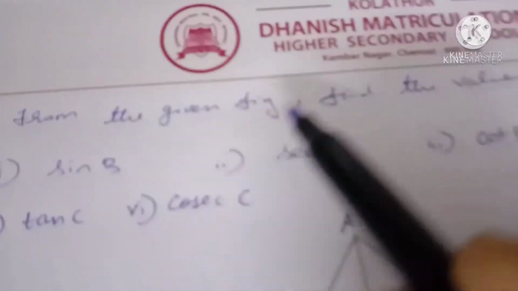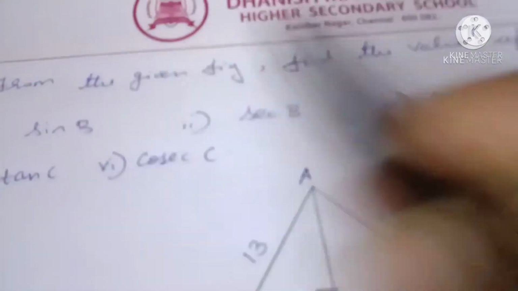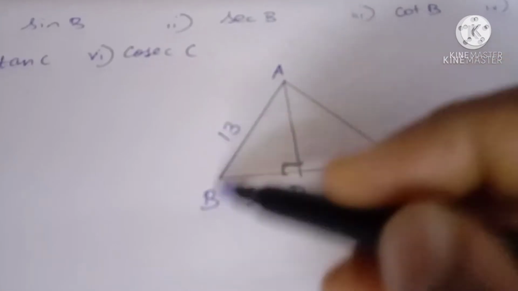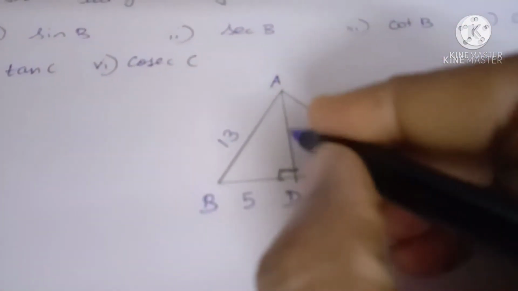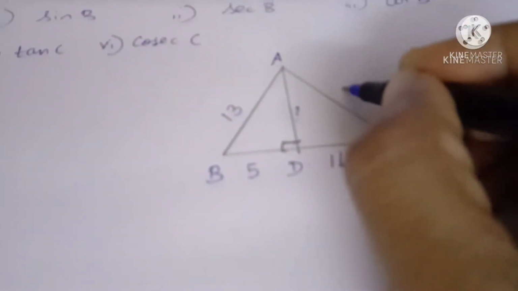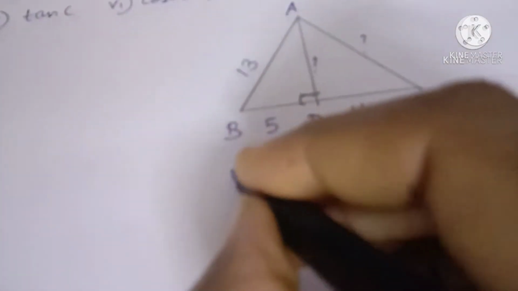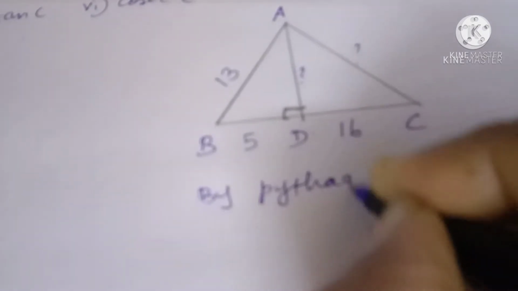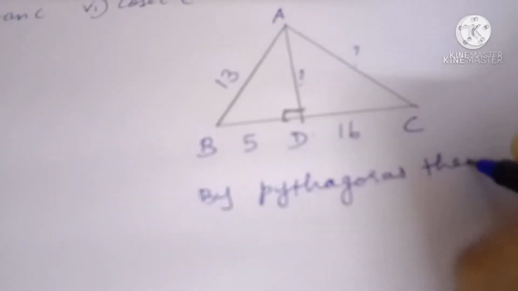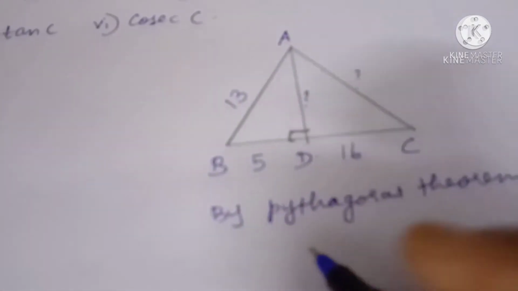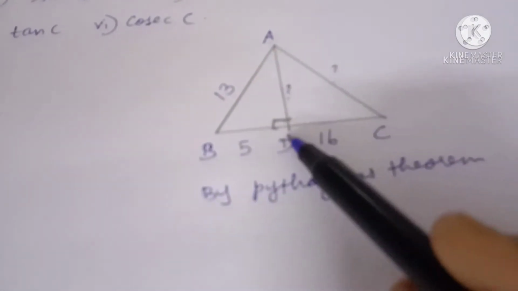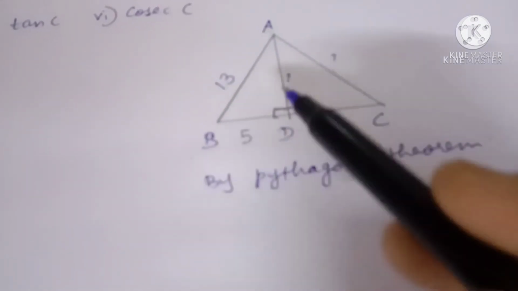Next question. From the given figure, find the values of sin B, sec B, cot B, cos C, tan C, cosec C. They gave the figure but they didn't give the values of AD and AC. So by using the Pythagoras theorem, you know the Pythagoras theorem: the square of the hypotenuse is equal to the sum of the squares of the other two sides.